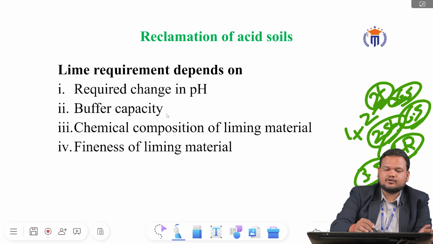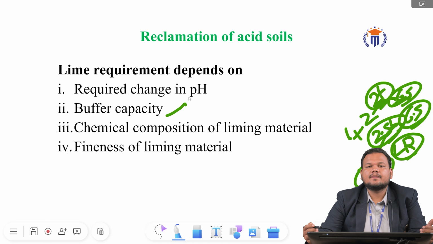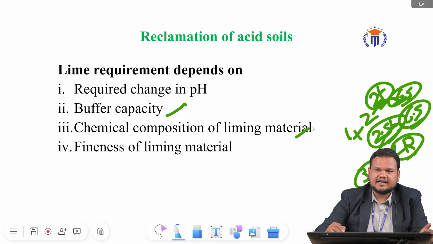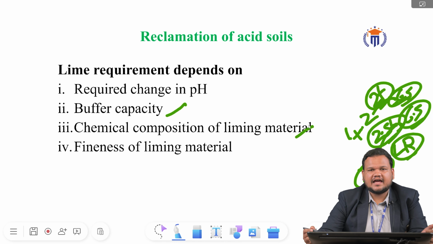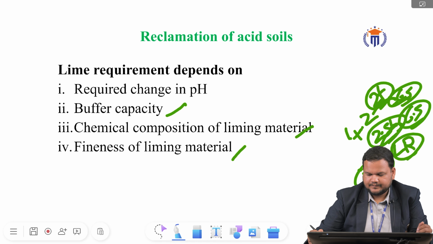And it also depends upon the buffering capacity, which means if more iron and aluminium are present, then we should give more lime. Also the chemical composition of the liming material matters. There are different types of liming materials: calcium oxide, calcium hydroxide, calcium carbonate, dolomite, slaked lime. And also the fineness of the liming material. The more the fineness, the better the soil liming capacity.